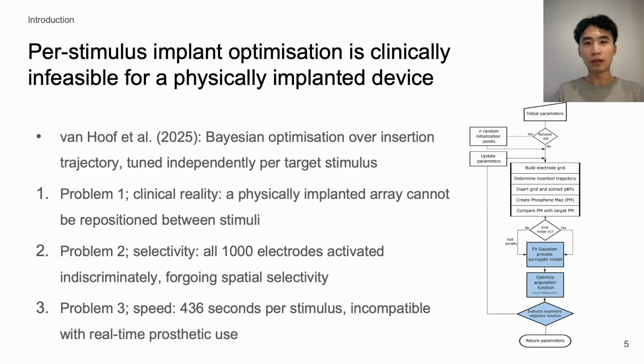A physically implanted array cannot be repositioned between stimuli, so optimizing a different placement for every image is not something you can actually deploy. Second, selectivity. They activated all of 1,000 electrodes indiscriminately, which throws away the benefit of choosing which electrodes to fire. And third, speed. Their search takes about 436 seconds per stimulus. That is completely incompatible with real-time prosthetic vision. So, per-stimulus implant optimization, while a useful upper bound, is clinically infeasible for a real device. That is the gap we set out to close.